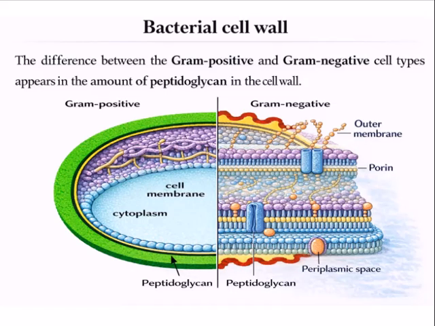Gram-negative bacteria, which have a thin peptidoglycan layer, located between two membranes. They have an extra outer membrane, the yellow and purple layer, outside the peptidoglycan. The space between the membranes is called the periplasmic space. They also have porins in the outer membrane that allow some molecules to pass.